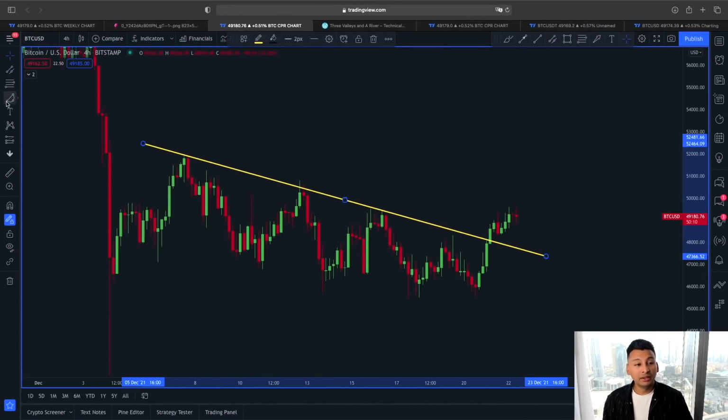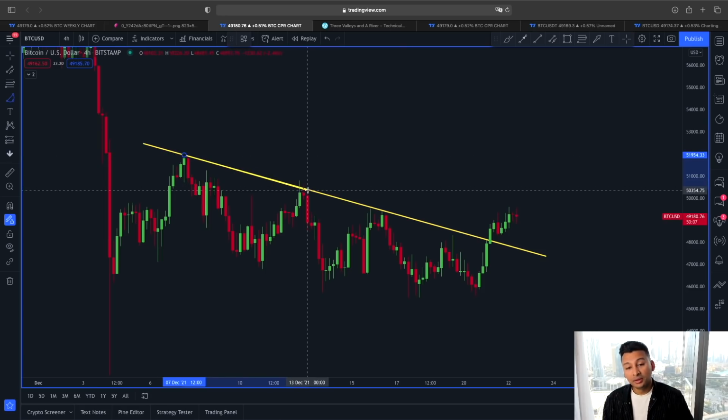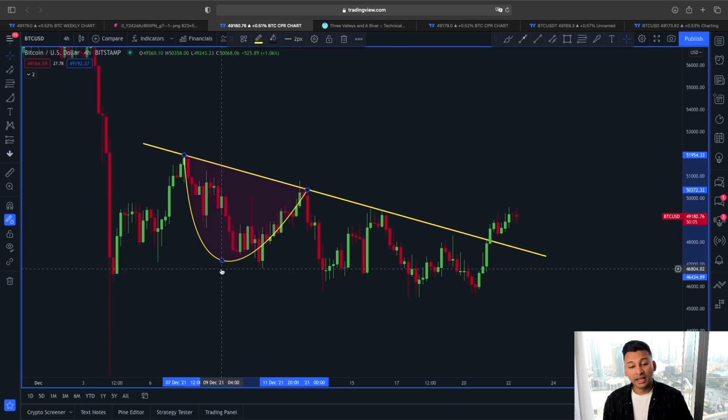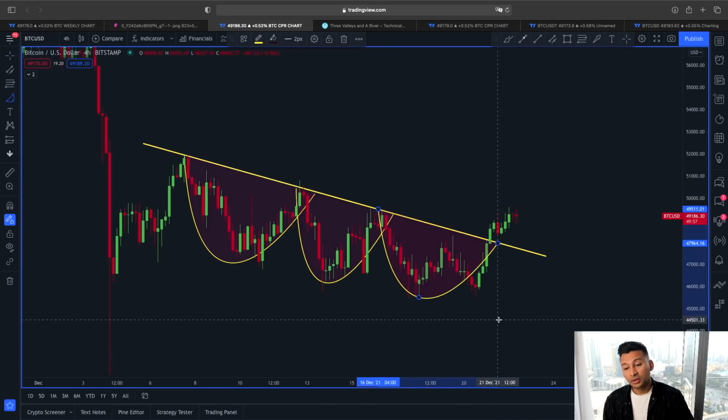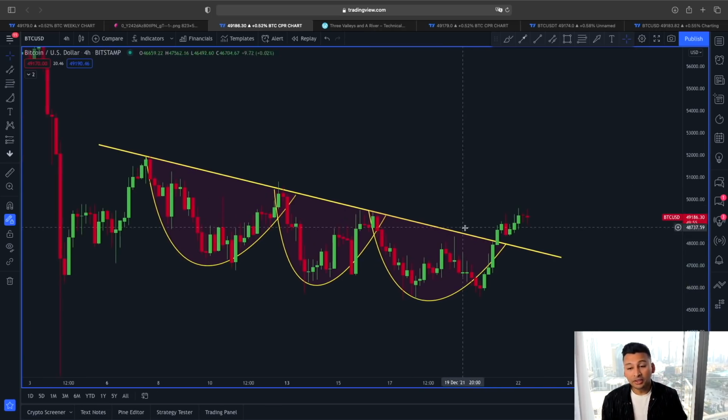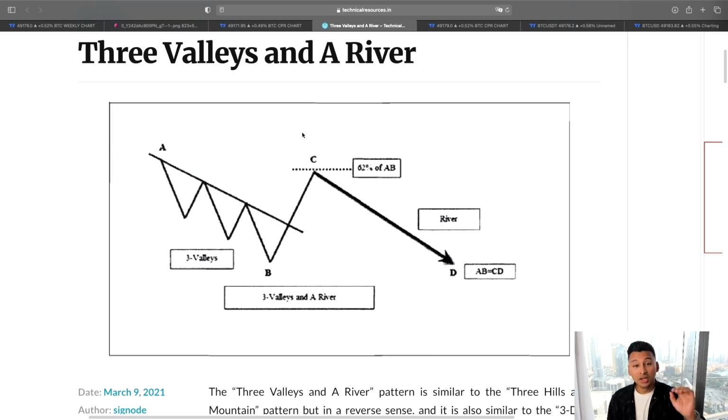What I mean by that, if we look at this price movement, right, this is our first valley, second valley, and now this here was the third valley. And after this third valley, price usually starts this new movement here to the upper direction, just like as shown here in the example. But this price movement should not close above this point C area.